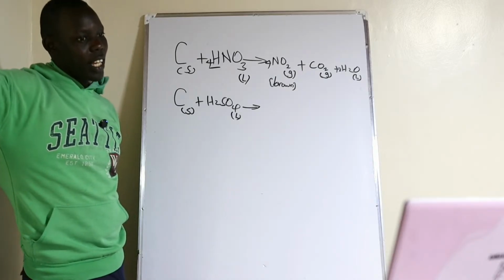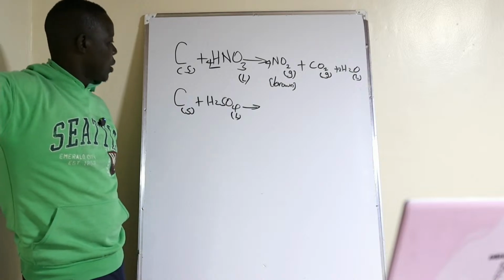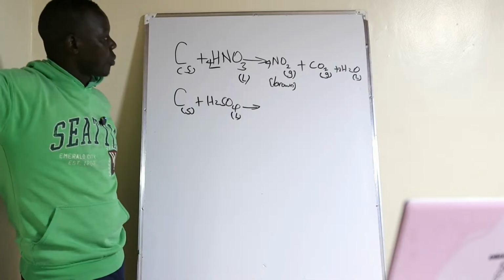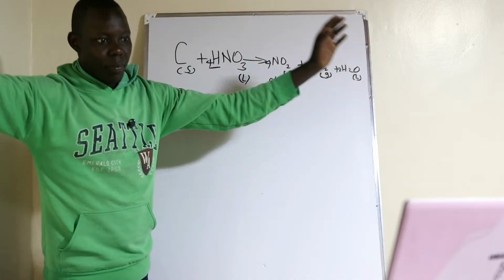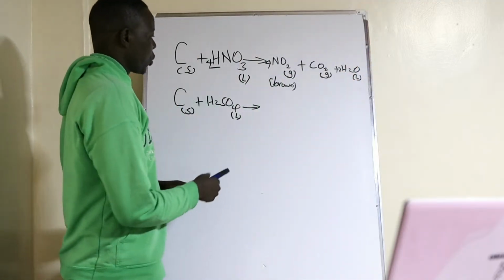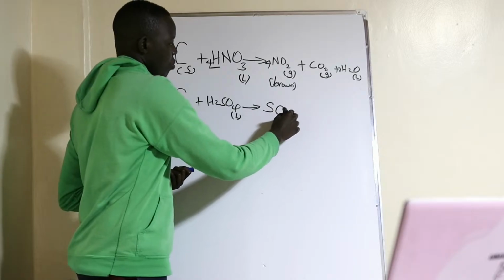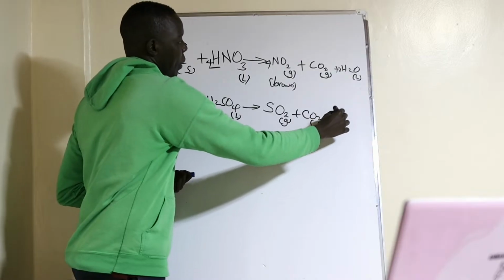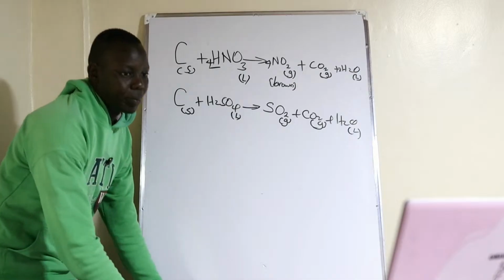Now, let's write the equation of this. Like carbon plus H2SO4, and take sulfur oxide, and then the rest remains the same. So this is going to be SO2. I want you to balance it for me.